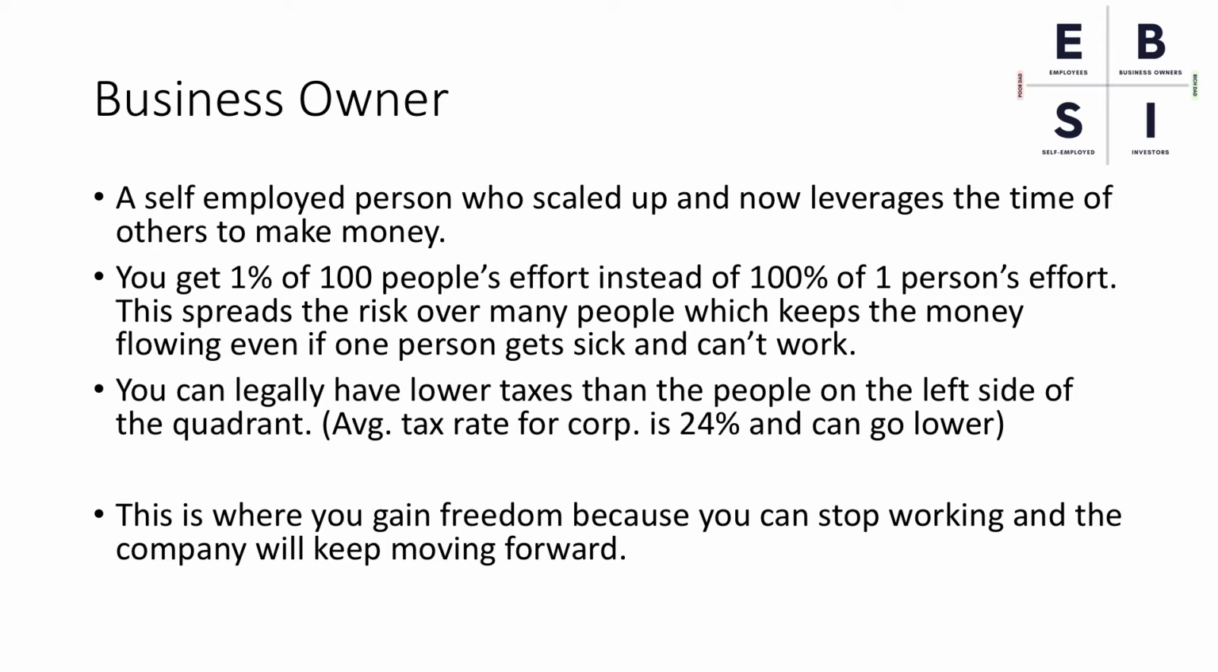Like I said, this is a self-employed person who scaled up and now leverages the time of others to make money. This person gets 1% of 100 people's effort instead of 100% of his own effort. This spreads the risk over many people, which keeps the money flowing even if one person gets sick and can't work. You can legally have lower taxes than people on the left side of the quadrant. The average tax rate for a corporation is 24%, and that can go lower. This is where you gain freedom because you can stop working and the company will keep moving forward without any input from you.